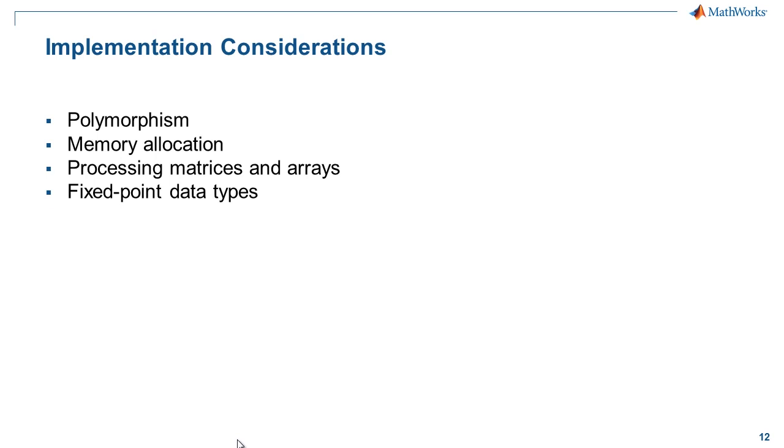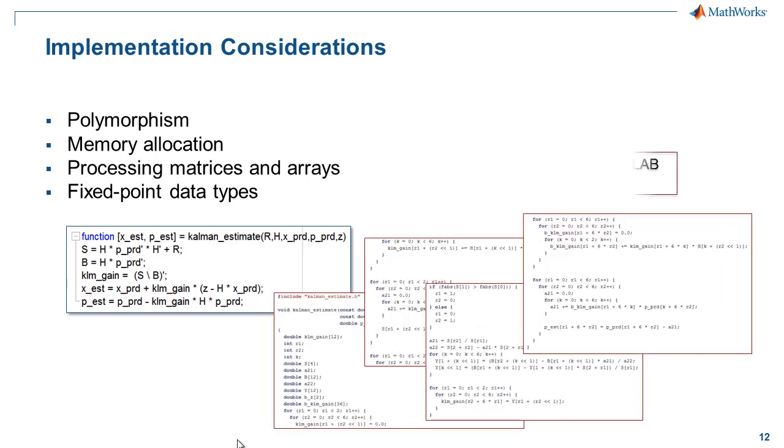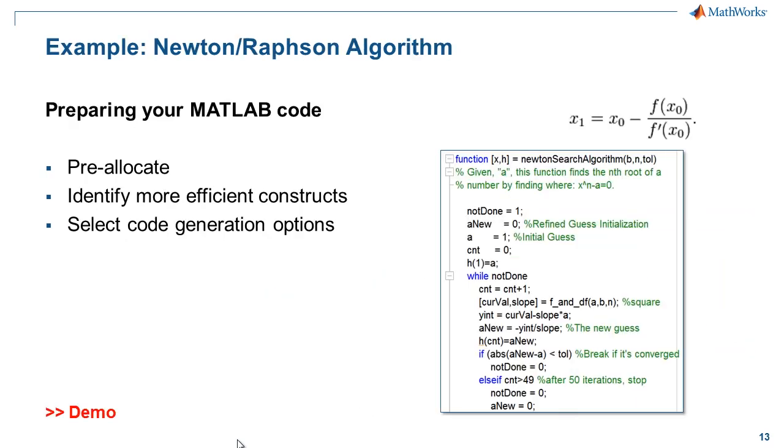So the effect of specifying all these implementation requirements is that 7 lines of MATLAB code for a Kalman filter can turn into 107 lines of C code for a specific implementation version. Having gone through that, let's take a look at a quick example of specifying implementation constraints.